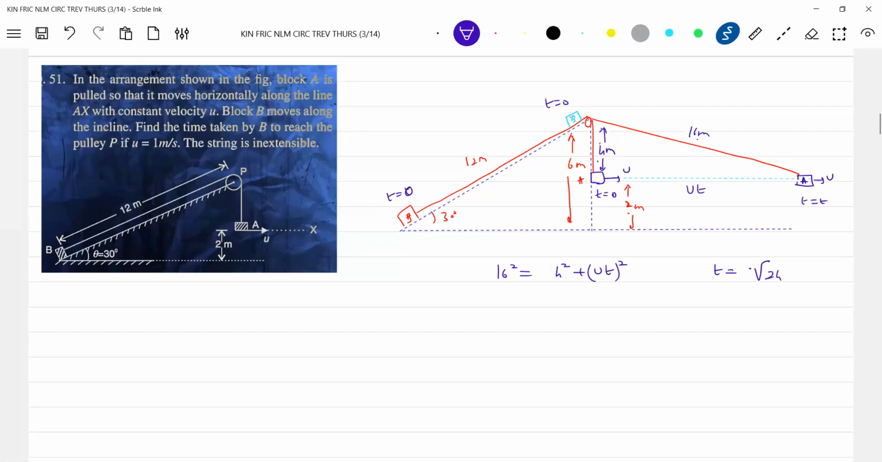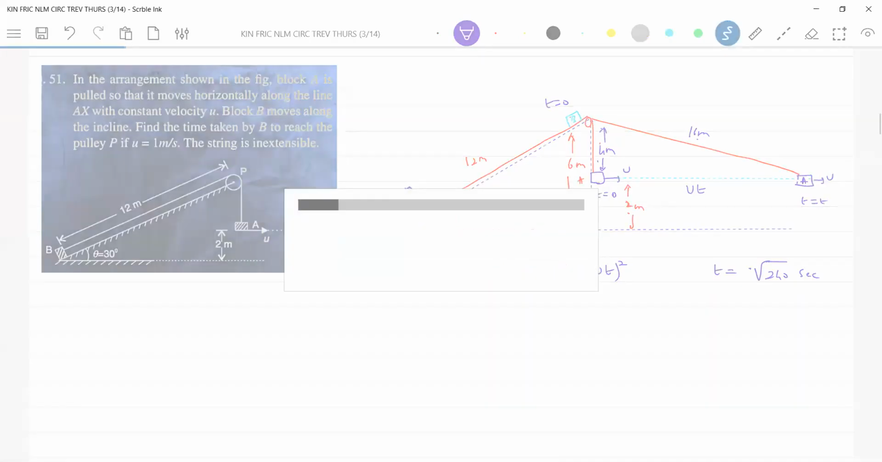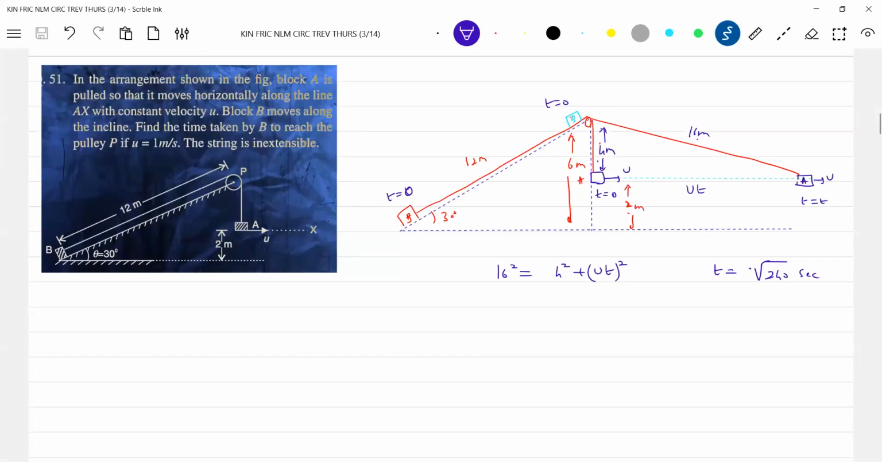Root 240 by speed, which is how much? 1 meter. Only this much, root 240. Square is there, no? Even 1 meter square. All are in centimeter, no? Yeah. Nothing to do. Very simple idea.